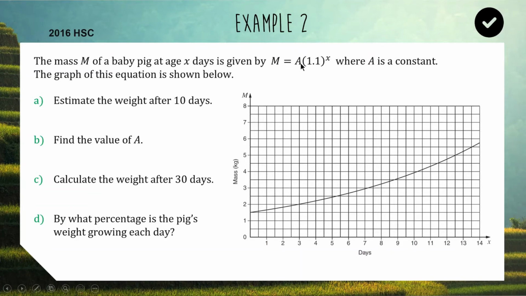We have mass equal to capital A, which is a constant, it's a number, multiplied by 1.1 to the power of x. And they've already graphed the equation for us. They've done the hard part for us. We just need to answer some questions about this graph and about this equation.